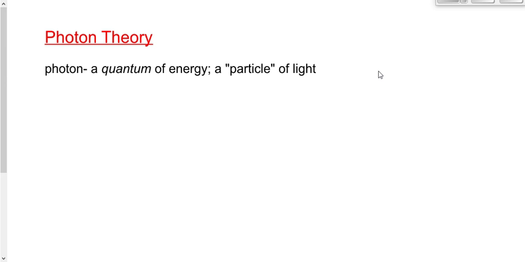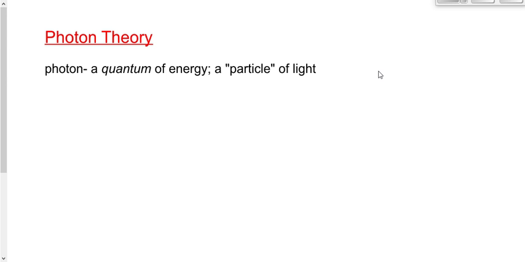Now, does that mean that we throw out everything that we've done so far? Not at all. We still buy the whole wave theory of light, but now we also have the particle theory of light. So how can we reconcile the two? Well, in a way, it's almost a cop-out. It's almost a fence-sitting argument. Is it a wave? Is it a particle? Let's say it's both. It's a wave and a particle.